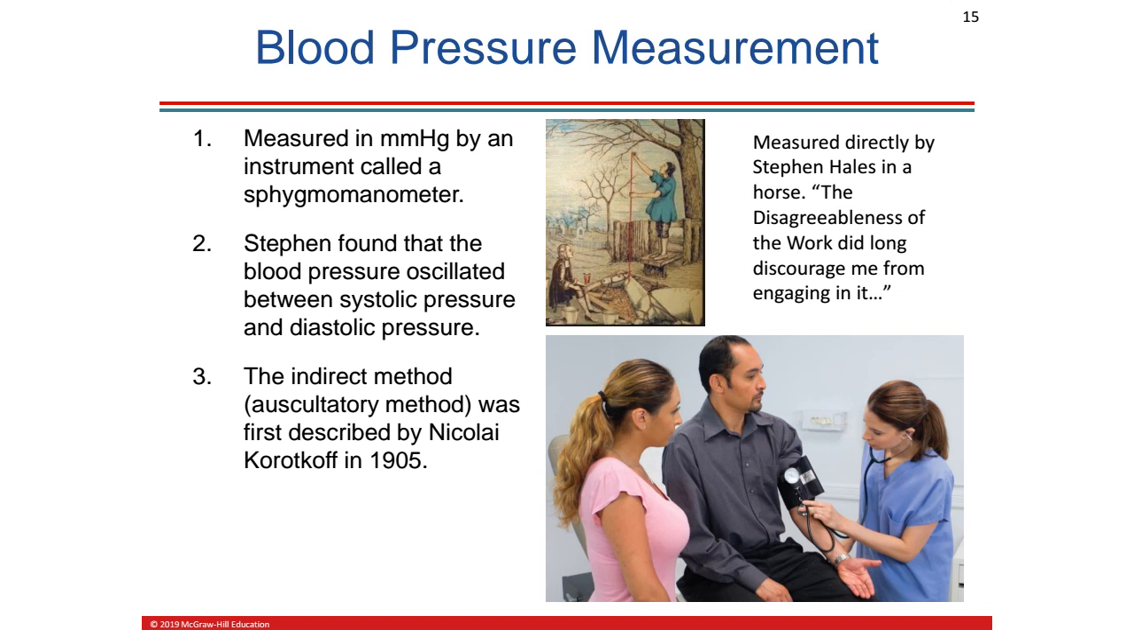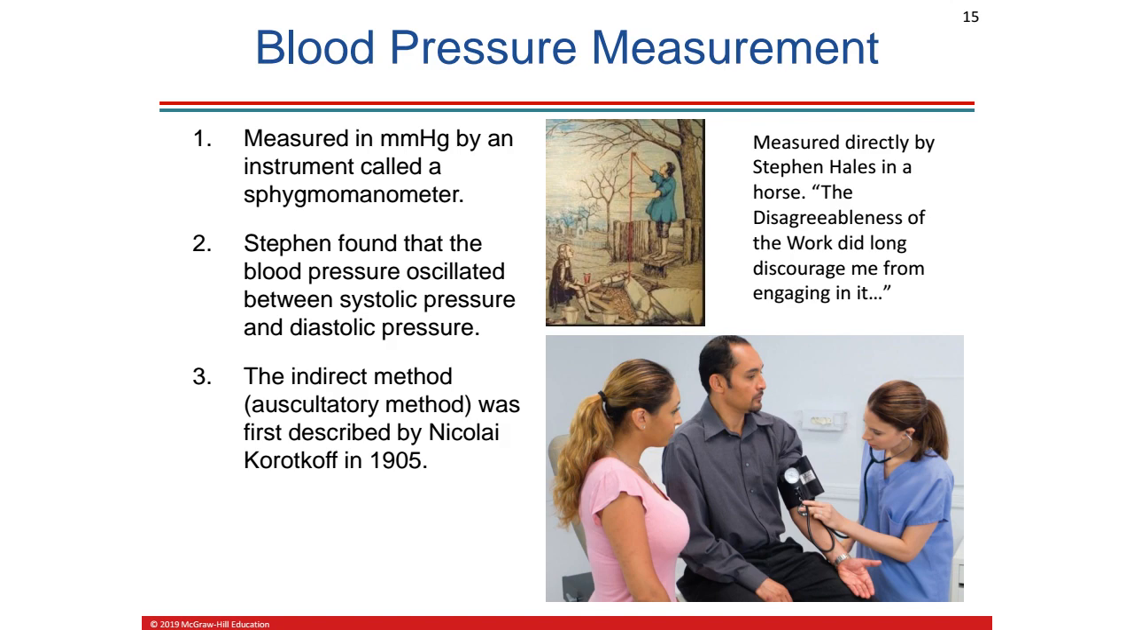Let's now look at how blood pressure is measured. Blood pressure is measured in millimeters of mercury by an instrument called the sphygmomanometer. The original measurements of blood pressure were done by Stephen Hales in a horse, and what he did was he essentially put a tube into an artery in a horse, and he was able to watch, and he'd see that essentially the blood pressure would oscillate between two values, the systolic and diastolic pressure.